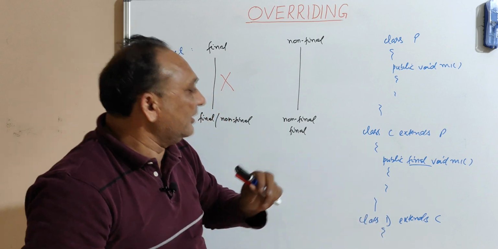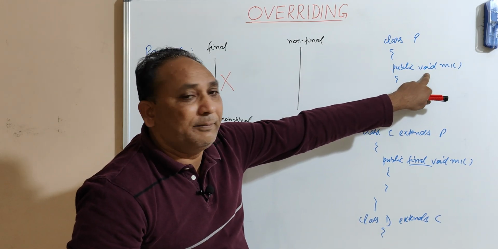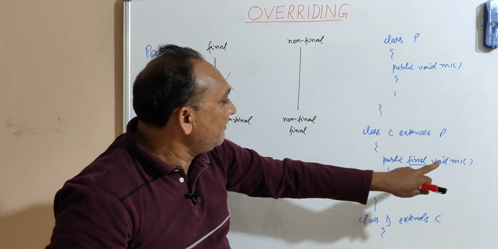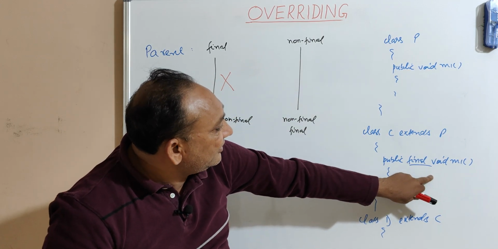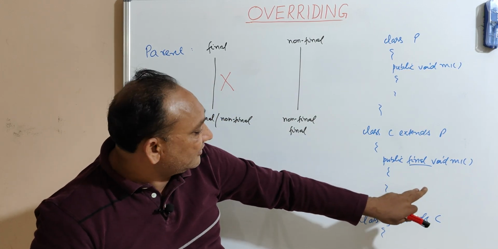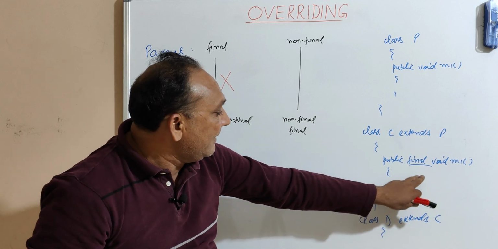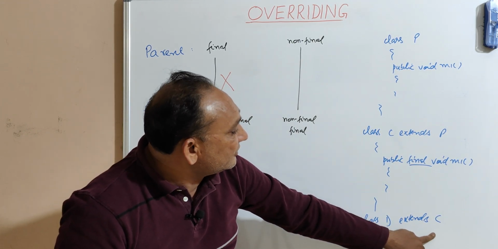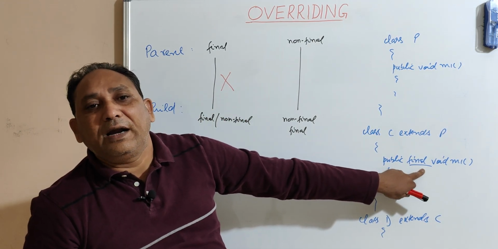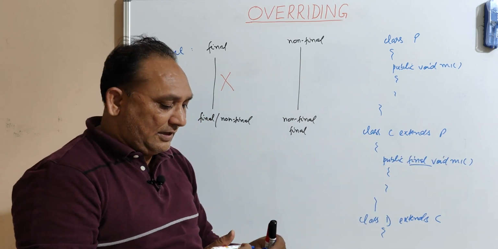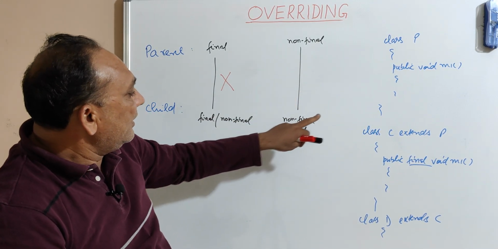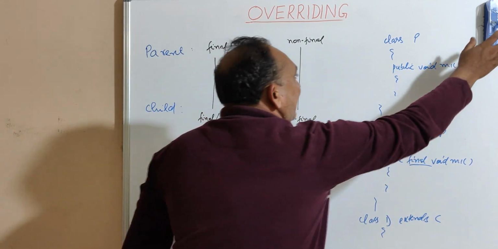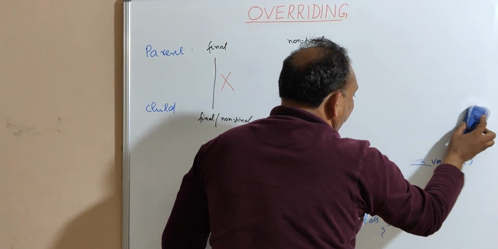So I have given this example. In class P, there is a method. This is a non-final method. And class C extends P, and I am going to override this method in class C as final. This is 100% possible. Now class D is going to extend C, but class D cannot override this one because this is a final one, correct? That is what I mean to say: non-final to non-final and final, correct? Now come to the other part.